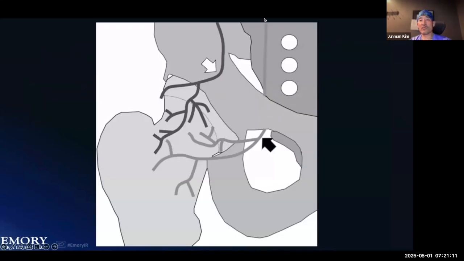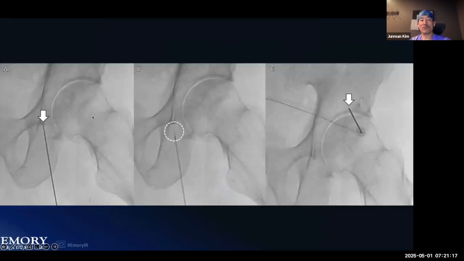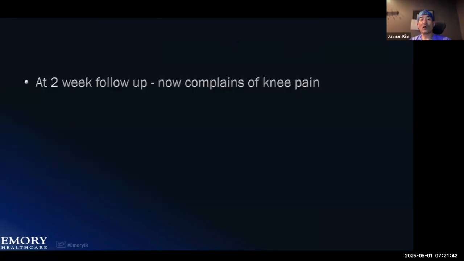So this is the diagram. Again, obturator nerve, the lighter color, and femoral nerve articular branches. So those are where we target for nerve block. If they work, we move on to ablation. The ablation of choice for these is currently radiofrequency ablation because it is financially more cost effective, and it's way quicker, and equally effective. At 2 weeks follow-up, now complaints of knee pain. In this case, the patient is no longer complaining of hip pain, so this was a success.